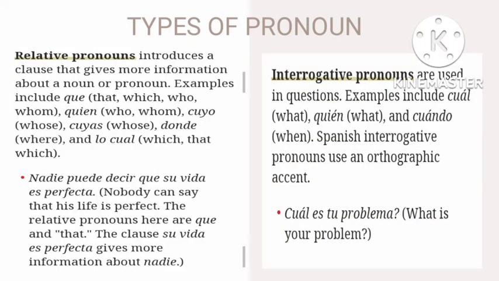The next type of pronoun is the relative pronouns. Relative pronouns introduce a clause that gives more information about a noun or pronoun. For example, "nadie puede decir que su vida es perfecta." Nobody can say that his life is perfect. The relative pronouns here are que and that. The clause "su vida es perfecta" gives more information about nadie.